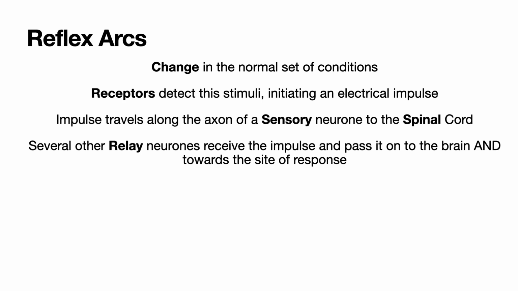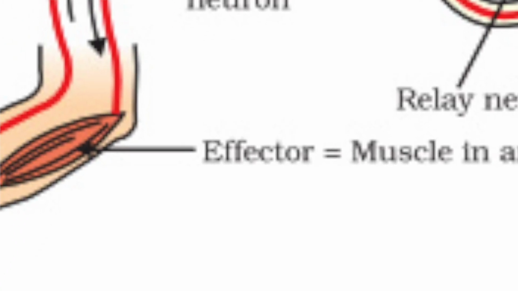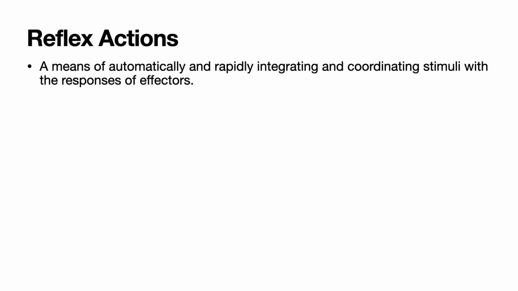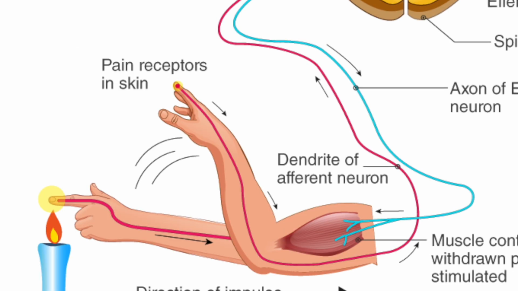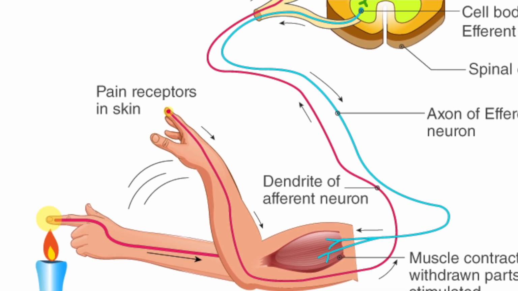This means that the brain also gets the impulse. The brain consciously realizes after the reaction has been done. The motor neuron transmits the impulse to the appropriate effector. The effector carries out the response. And this pathway along which a nerve impulse travels is the reflex arc, and it is coordinated only by the spinal cord. Reflex action means automatically and rapidly integrating and coordinating stimuli with the response of effectors. It is basically the reaction that occurs after an impulse has traveled around the reflex arc.